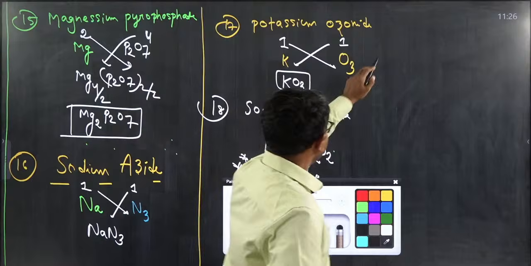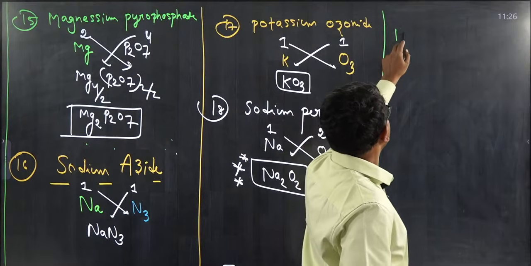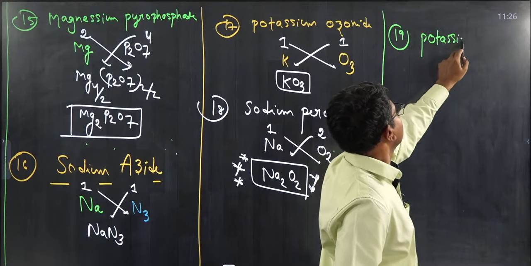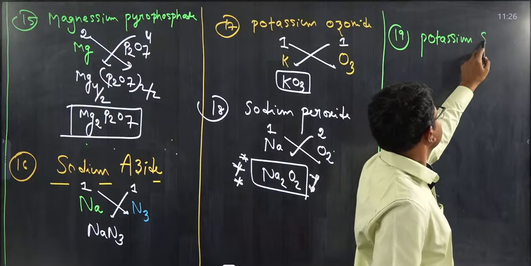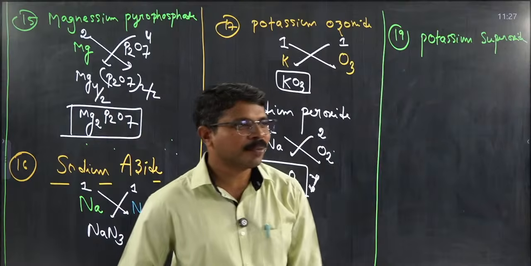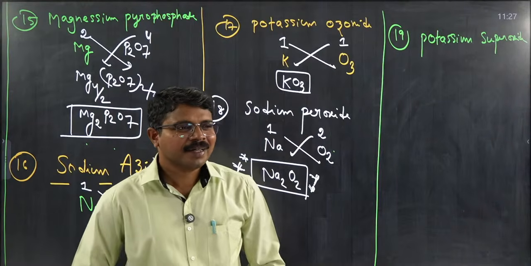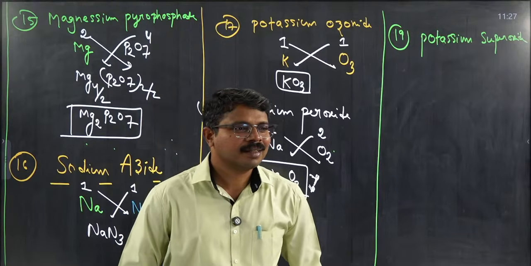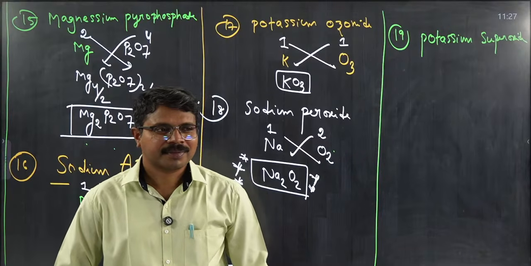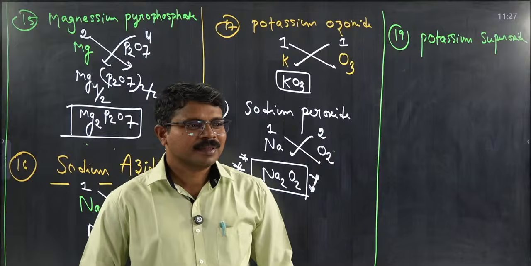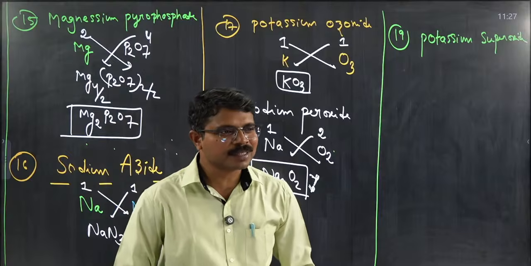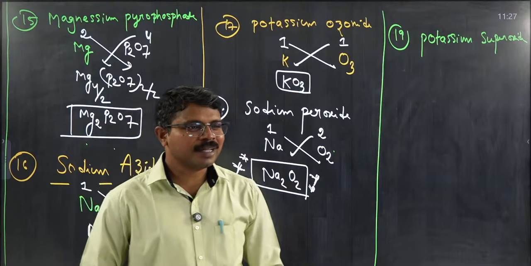Now, can anyone tell me the formula of the next compound? Potassium superoxide. Answers please. Potassium superoxide formula. Some people are giving KO2, some people are giving K2O, some people are giving KO3. What is actually the right answer?